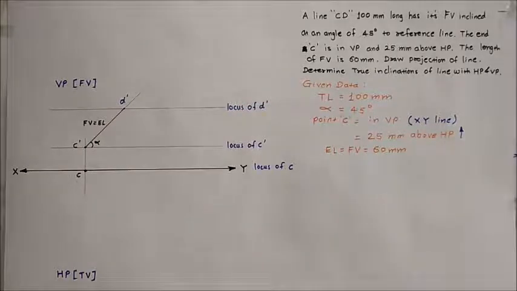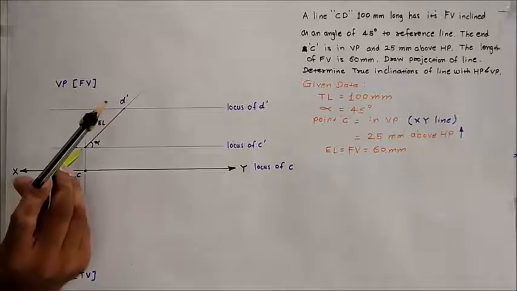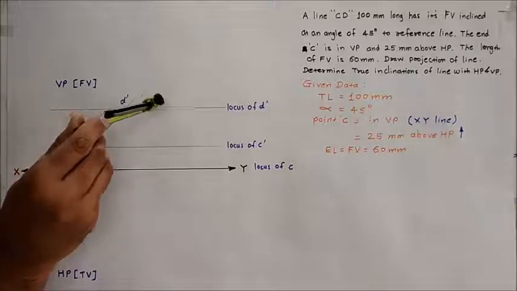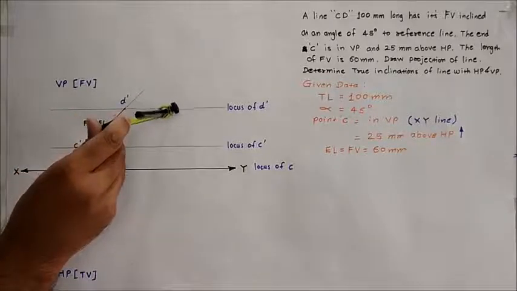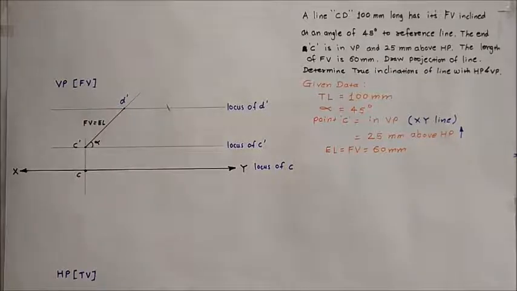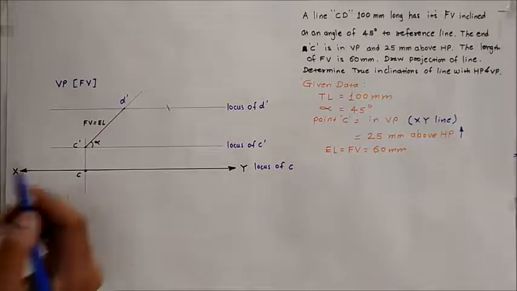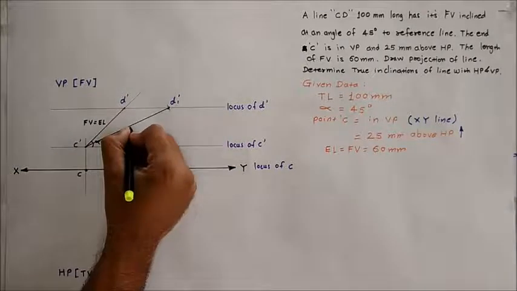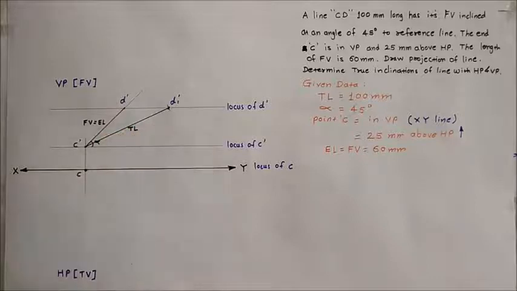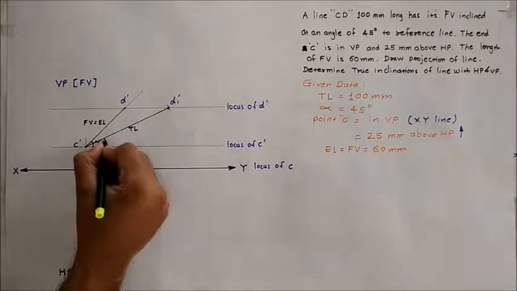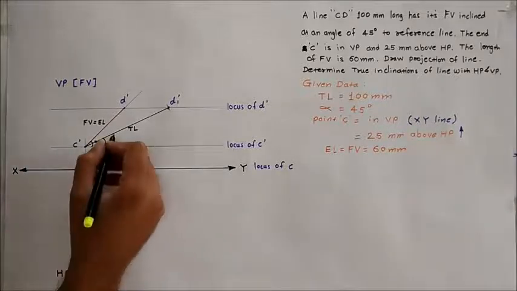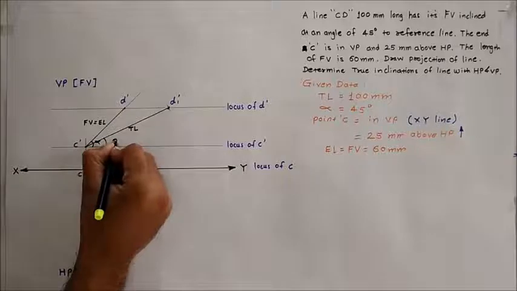Take the 100 mm dimension in your compass, which is equal to the true length. Keep your compass on C dash and mark the point on the locus of D dash. Give the nomenclature to that point as D1 dash. This C dash to D1 dash is the true length of the line, and the angle made by the true length of the line in the front view with the XY axis is denoted by theta.